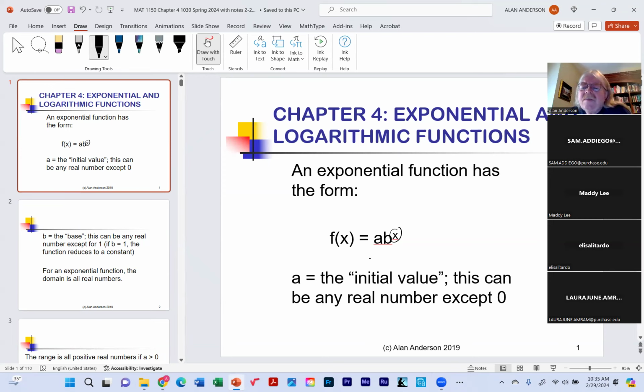So also a and b have their own unique interpretations. For example, a is what we will call the initial value of this function, or you can alternatively think of it as the intercept.